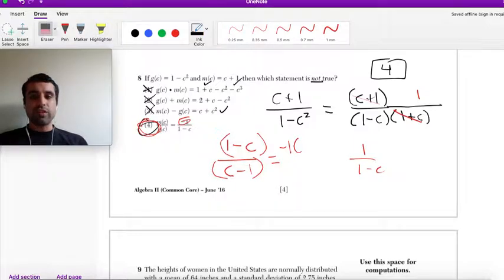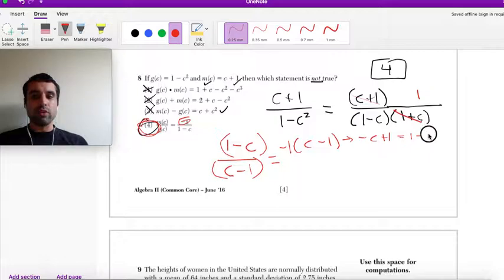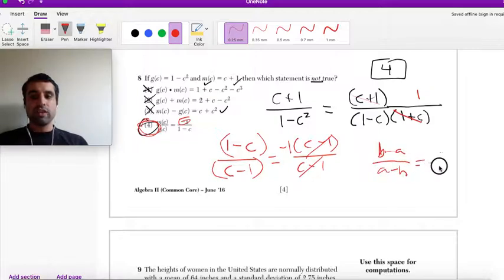Let me erase this for a second. Pause the video again if you need to. This is equal to negative 1 times c minus 1. When you reverse the order, if you distribute this, you get negative c plus 1, which is the same as 1 minus c. So that's why if you take this and divide it by c minus 1, these cancel and you get negative 1. So next time you know that anytime you have b minus a over a minus b, you get negative 1. But if you have a plus b over b plus a, that's just equal to positive 1.